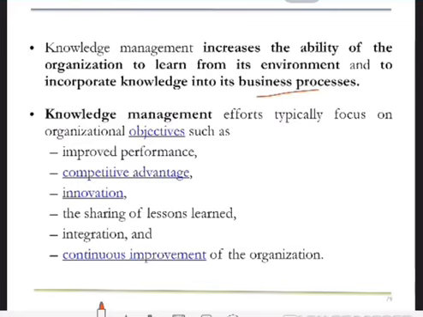So knowledge management has its own objectives. For example, improved performance: through knowledge management, we can improve performance, the ratio of output to input. We can increase the competitive advantage of the organization. We can also increase the innovativeness or creativity of the organization.